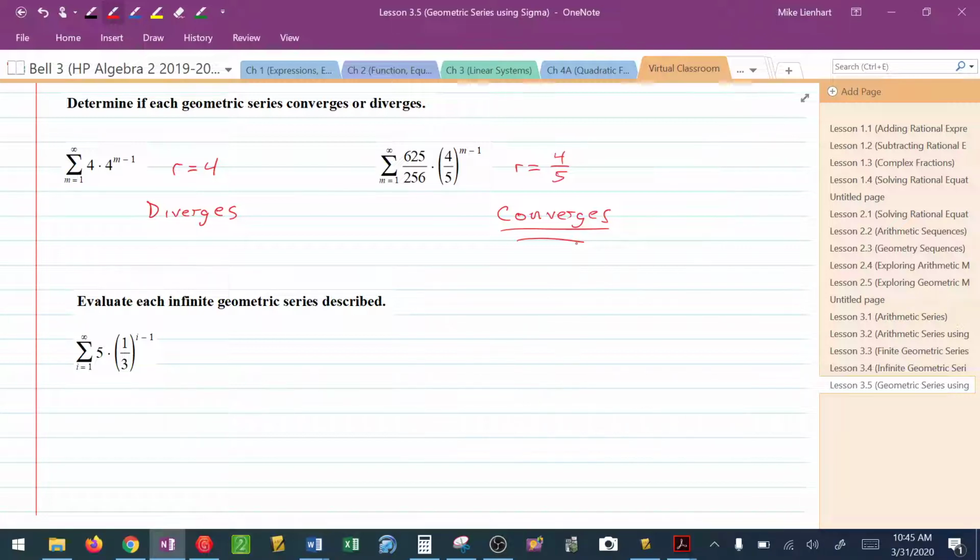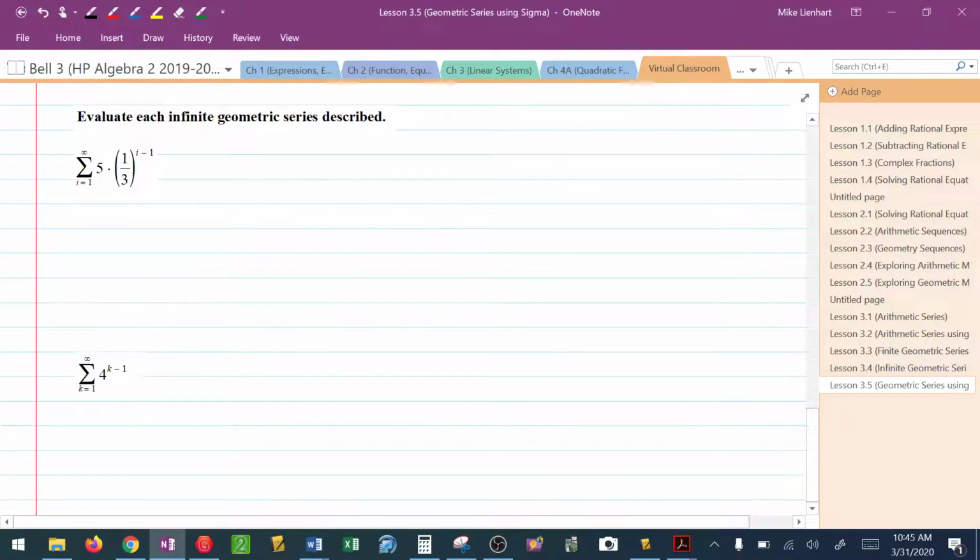All right? Okay, so we've got an infinite series here. I know it's infinite because on sigma, it goes from 1 to infinity. In order to find the sum of a series, there are 2 pieces of information I need to know. A sub 1, which in this case is 5. Remember the formula for geometric sequence. I need to know R. R here is 1/3. All right?